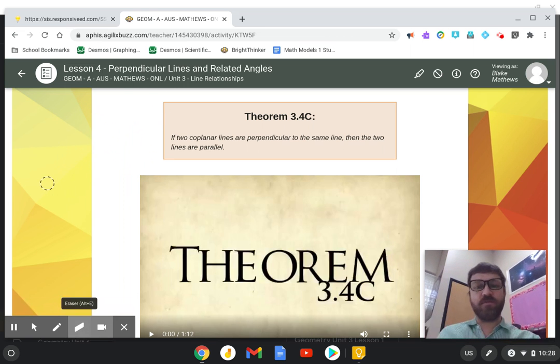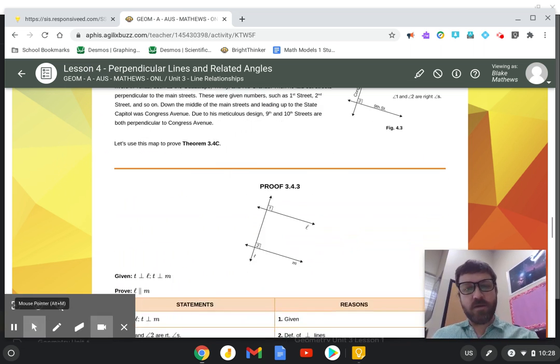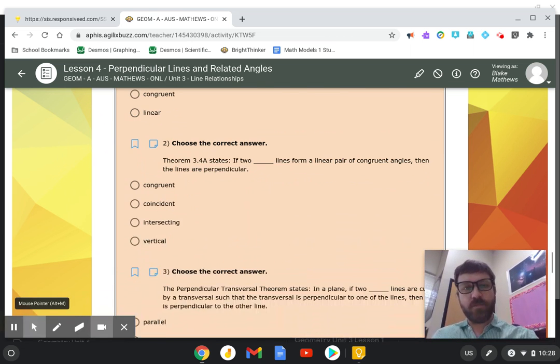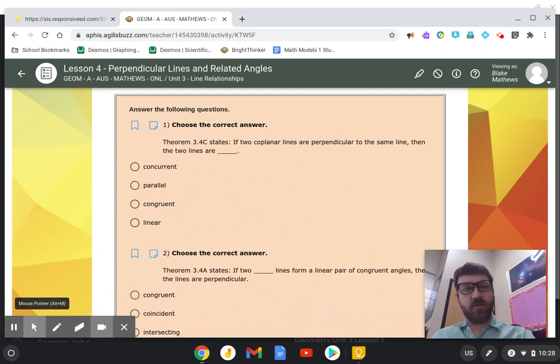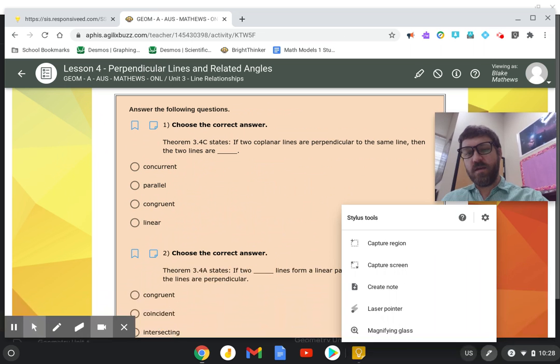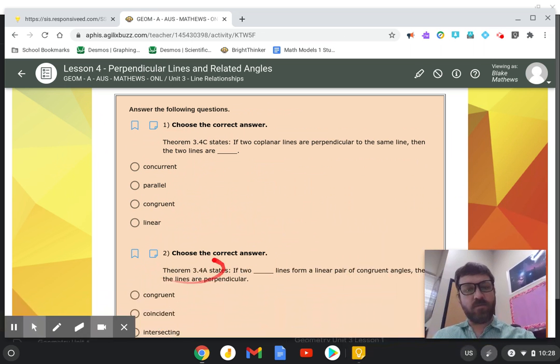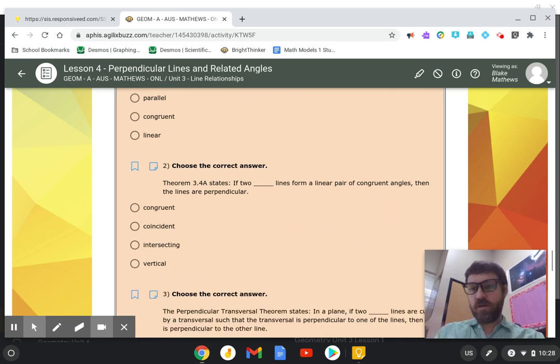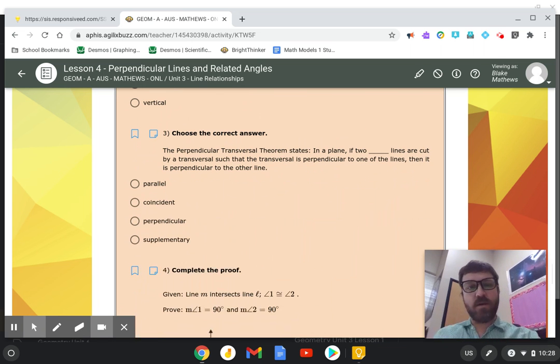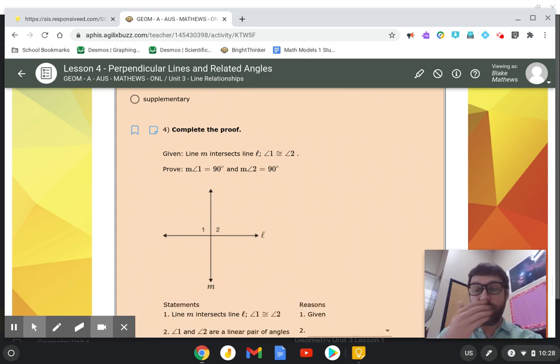So just have those theorems in front of you, because when you go down here, we're going to have some properties that you need to fill in the blank. So it's theorem 3.4c right here, 3.4a. You just need to use the theorems and look in the notes. I'll post them as well. Same thing here, perpendicular transversal theorem. You just need to fill in the blank. That's really more or less a vocabulary word of using the theorems to fill in the blank of the definition of that theorem. Then we have some proofs.